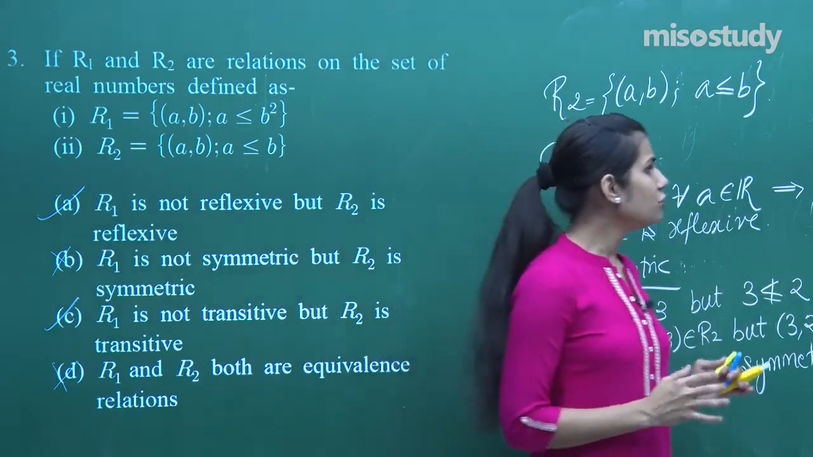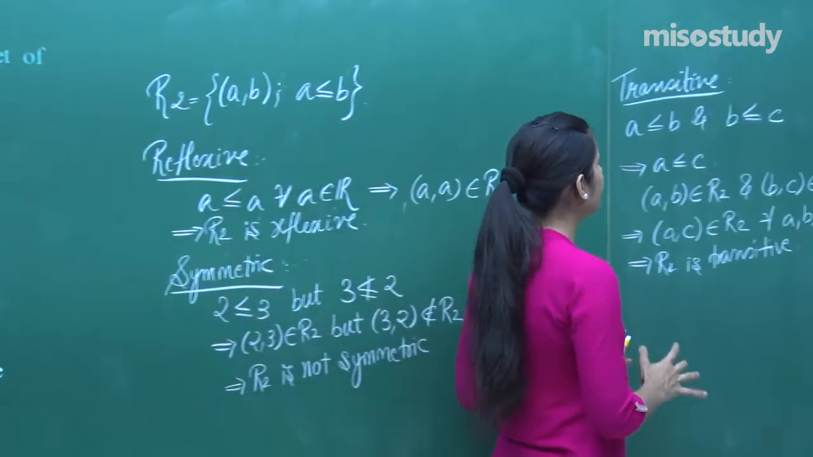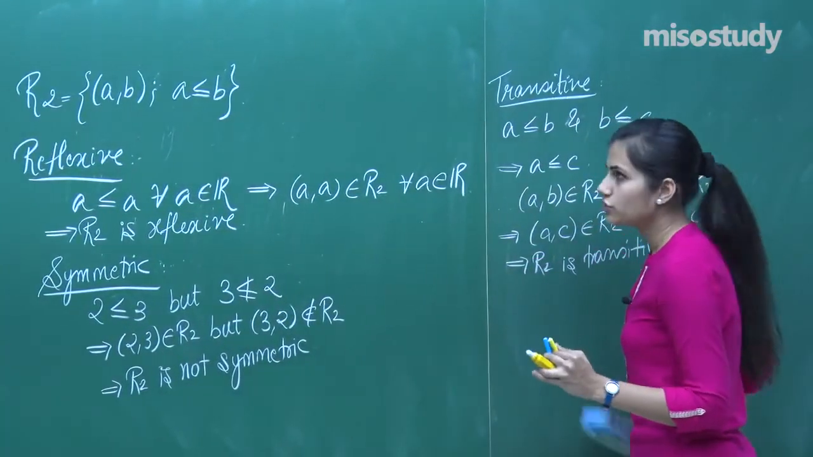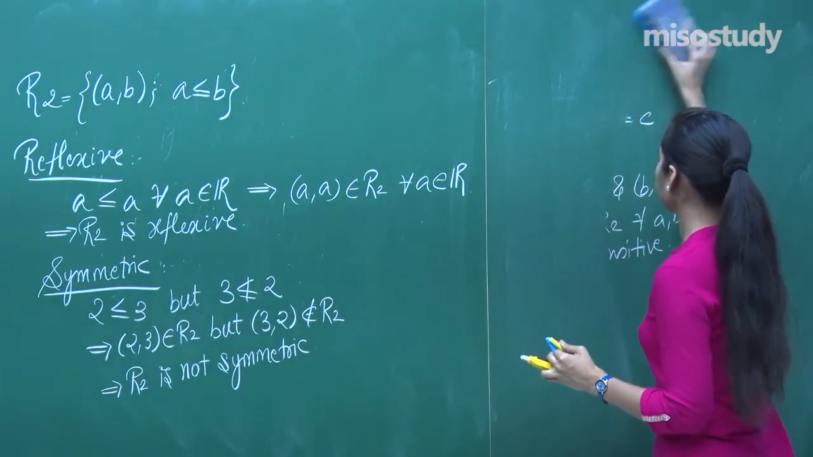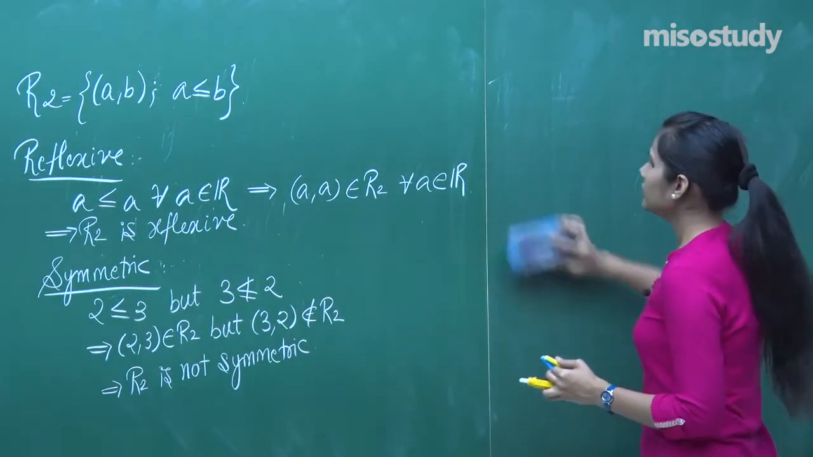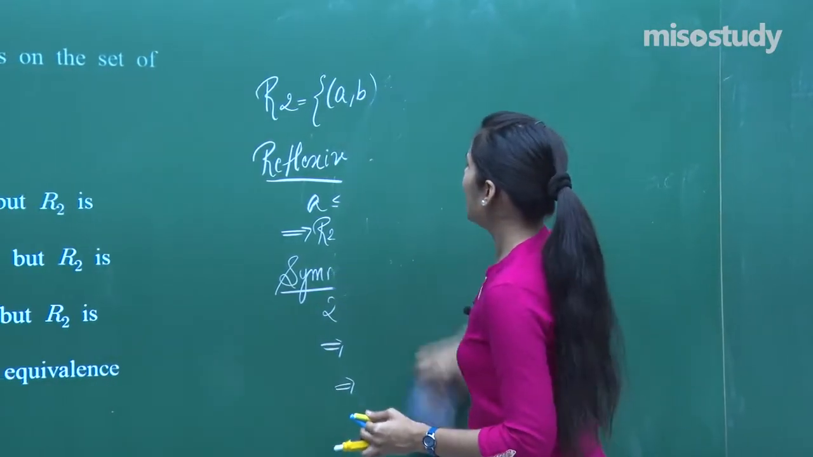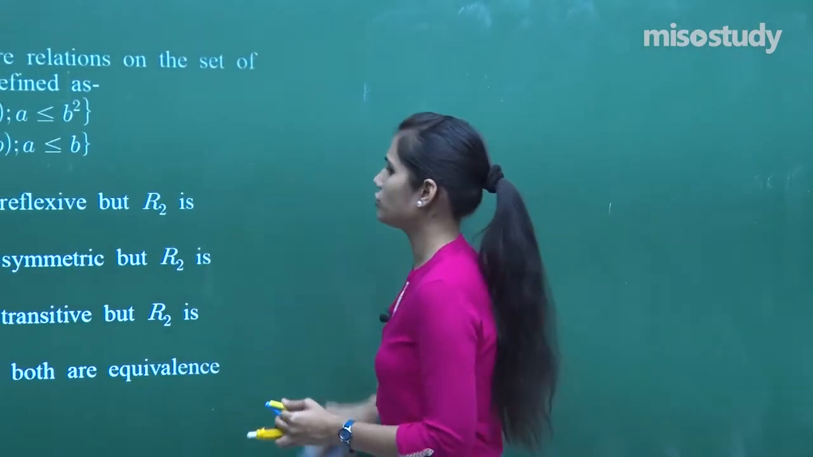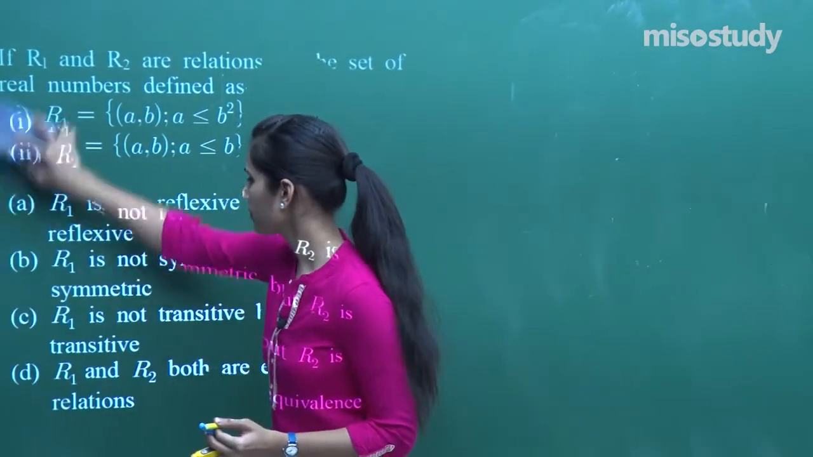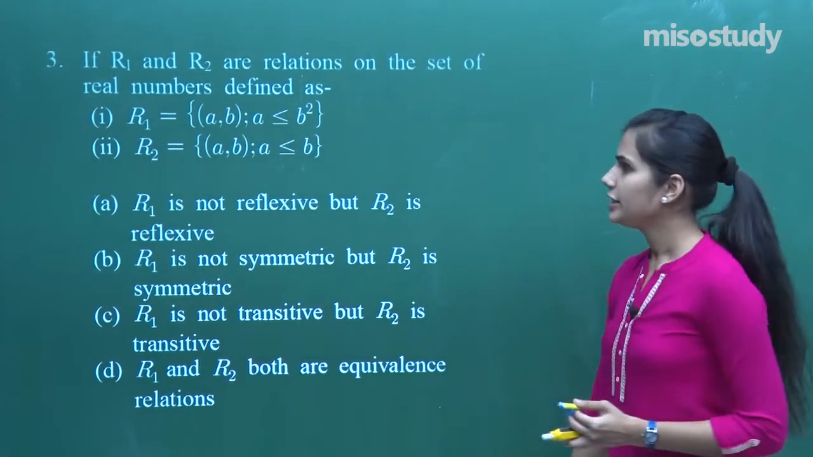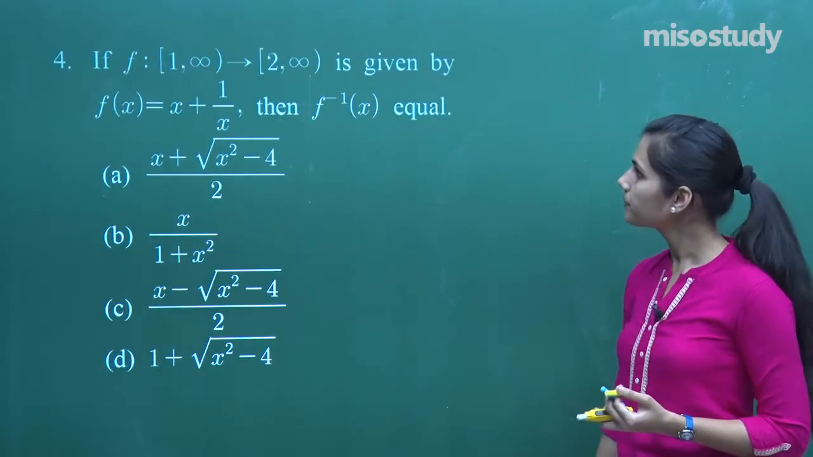Understood? That is how you deal with this easy problem of this particular question related to relations. You just needed to check the reflexivity, symmetricity and transitivity of these two relations and you would have been through with this question within no time. Let's see what is waiting for us as the next question.